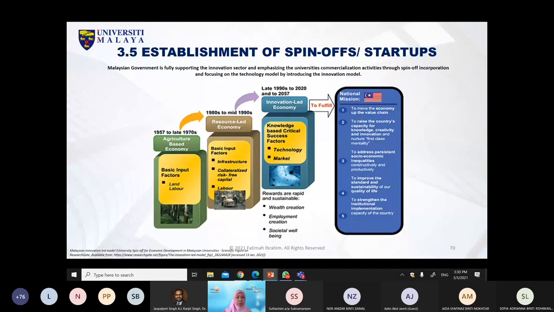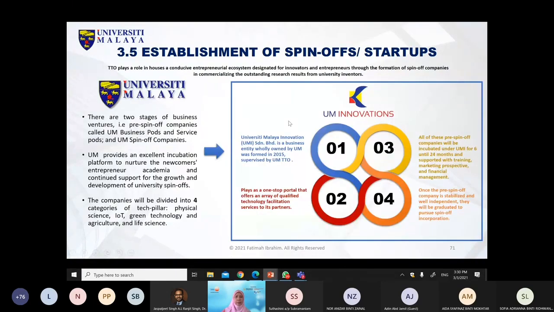So this is the Malaysian Innovation Lead Model, University Spin-off for Economy Development in Malaysian universities. Basically, they focus on the agriculture-based, resource-led economy and the innovative-led economy. And then this is the establishment of the spin-off in University Malaya.